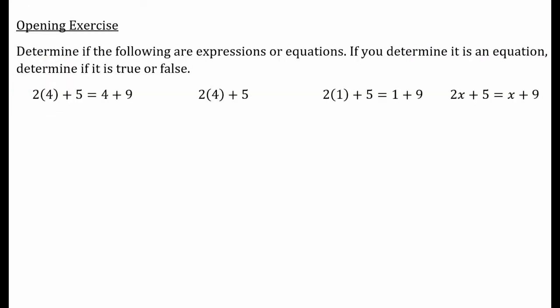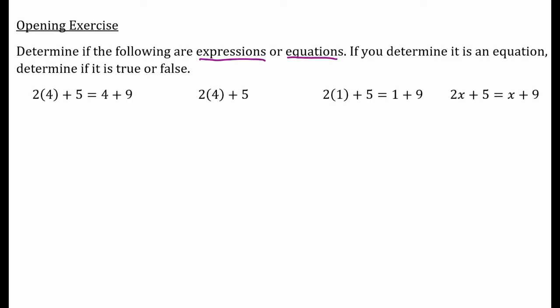So we have an opening exercise here. Determine if the following are expressions or equations. So at some point in your mathematical career, you've talked about what it means to be an expression or an equation. So take a second, pause the video, and see which of these you believe are expressions and equations. So hopefully you paused the video and you're back now.